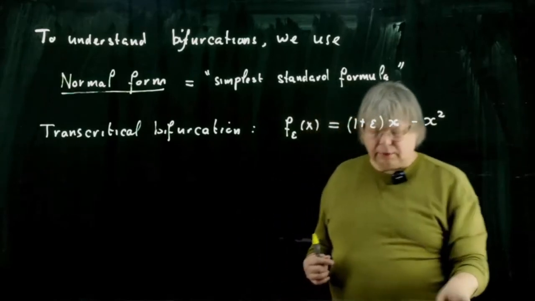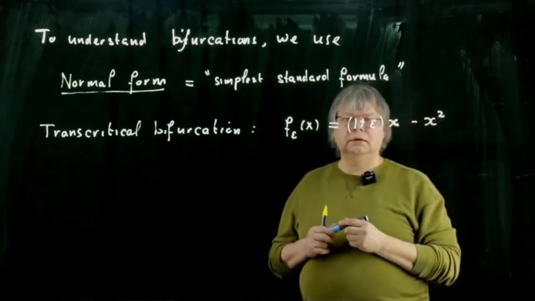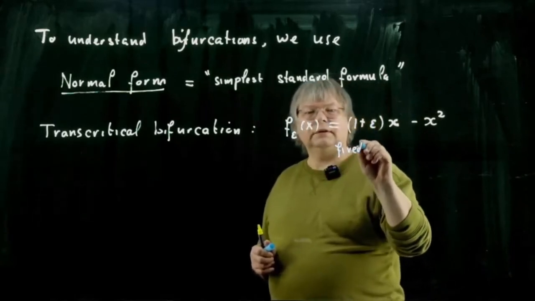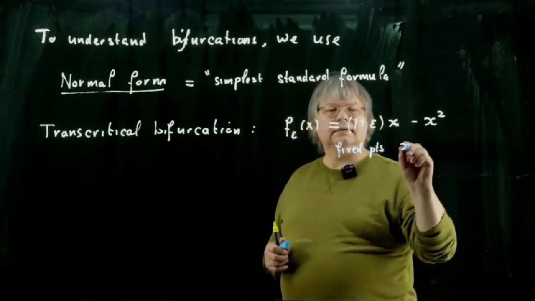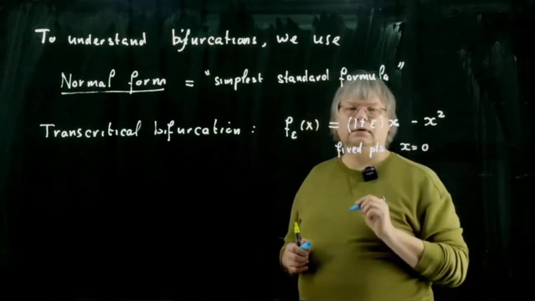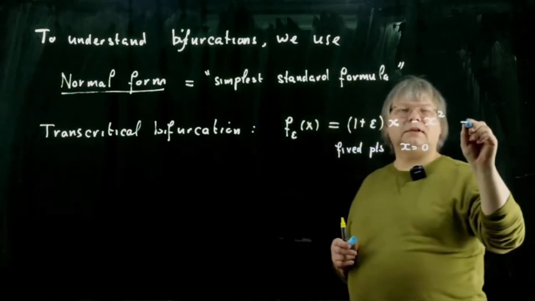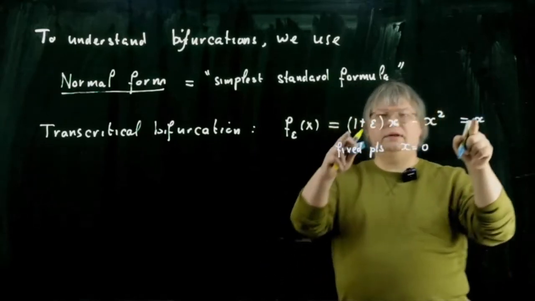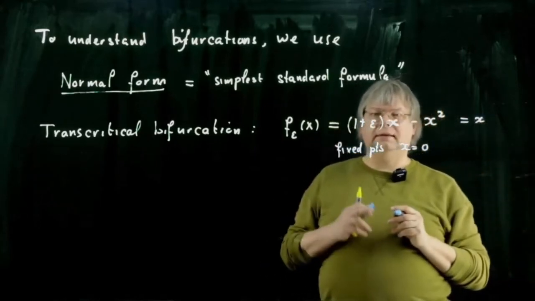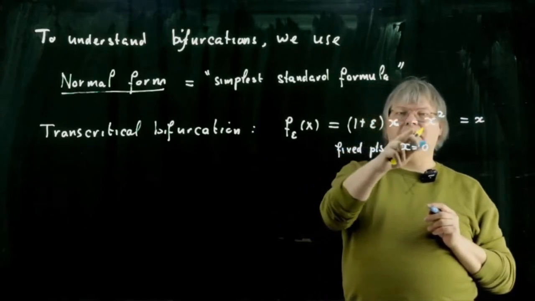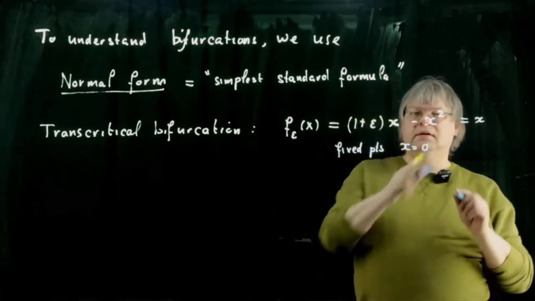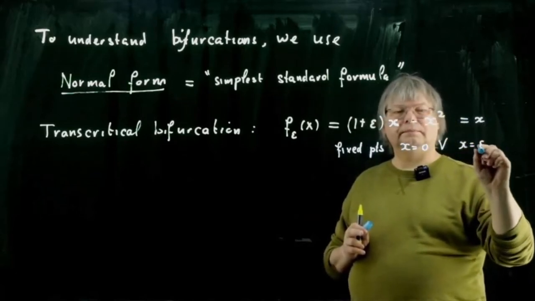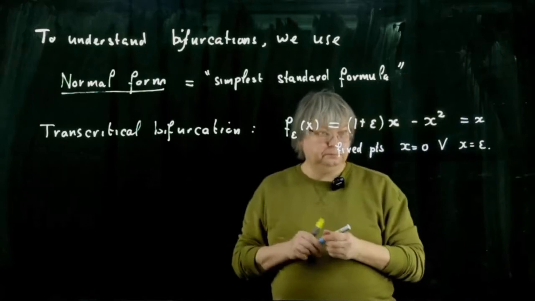Okay, can we compute the fixed points here? Yes, fixed points, x is 0. For fixed points, we need to say that this is equal to x, right? And if we divide out x, then it's 1 plus epsilon minus x is 1. So the other fixed point is x is epsilon.